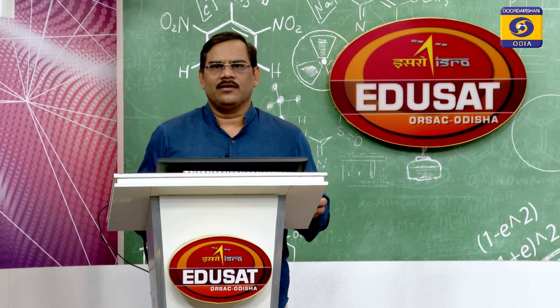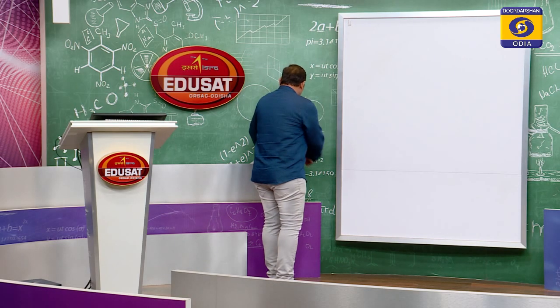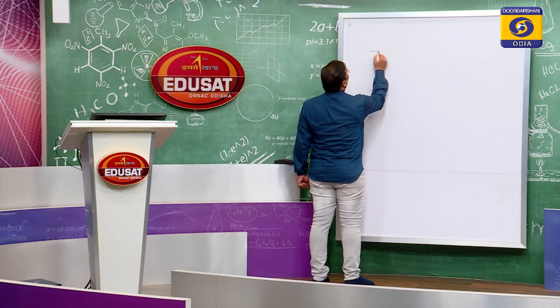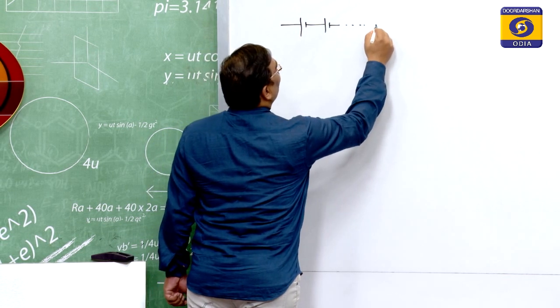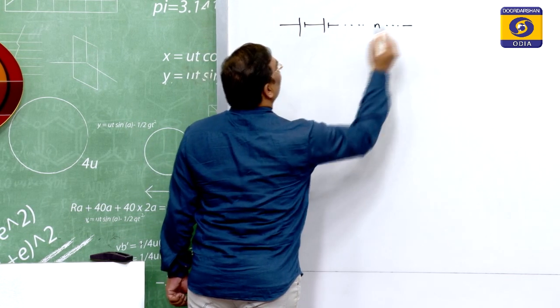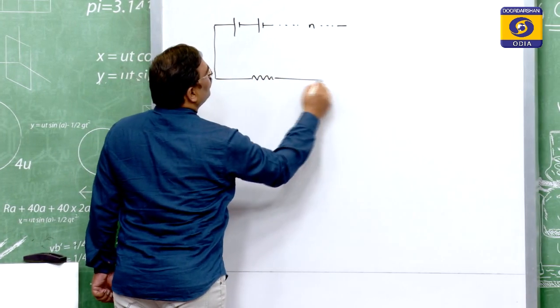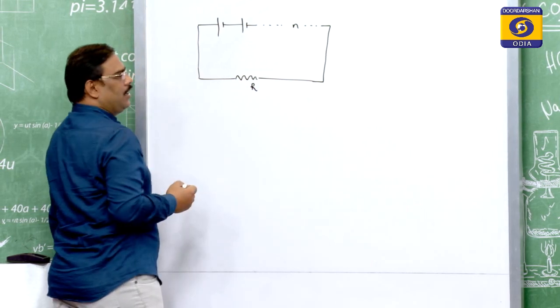So, first of all, let us see the series grouping of cells. Consider n number of cells in series, where the cells are of equal EMF and internal resistance, and they are sending current through a load of resistance capital R.